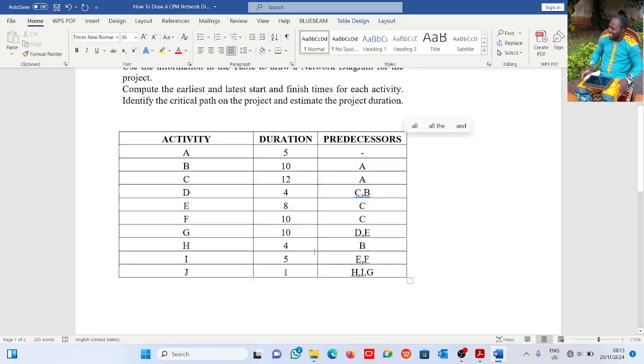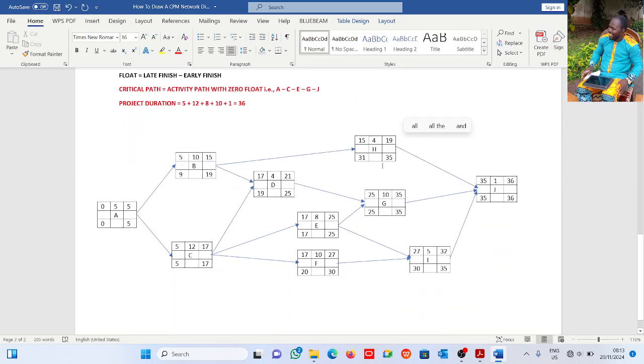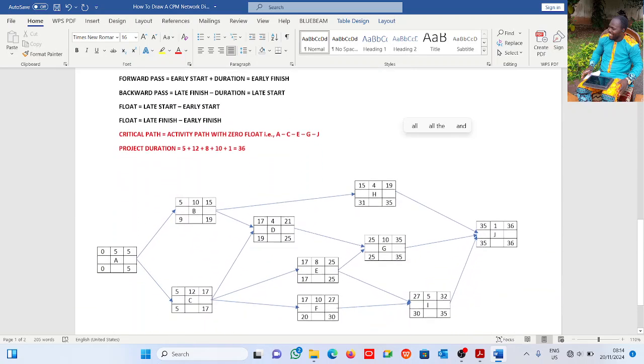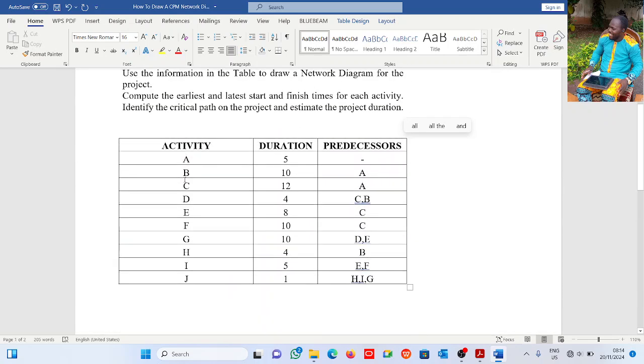Now activity A has a duration of 5. Depending on how you want to draw your network, this is activity A, B, C, D, E, F, G, H, I, J. Activity A has a duration of 5, this is what we have in the question here. It has no predecessor, no activity coming before it. You see my cursor here. Every other thing comes after A. Activity B has A as predecessor. Activity C has A also as predecessor.